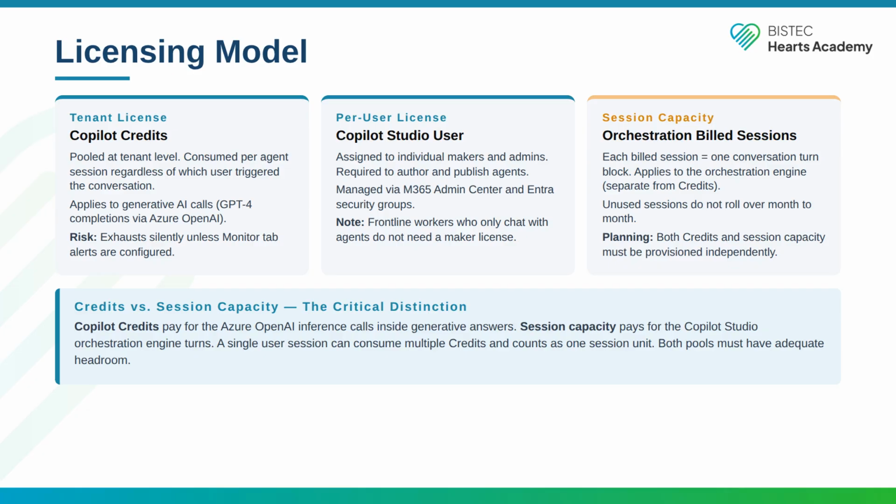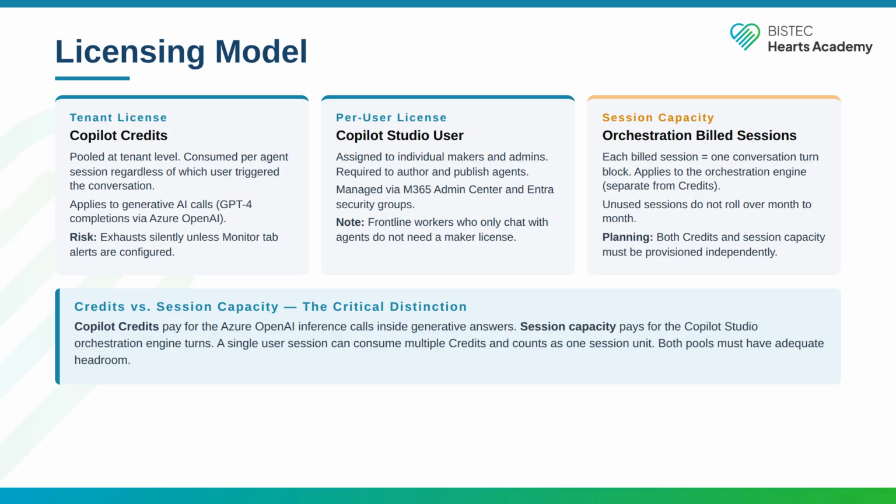The per-user license, the Copilot Studio user license, is assigned to individual makers and admins. It is required to author and publish agents. An important distinction: frontline workers who only interact with published agents do not need a maker license. License costs scale with your maker population, not your end-user population.